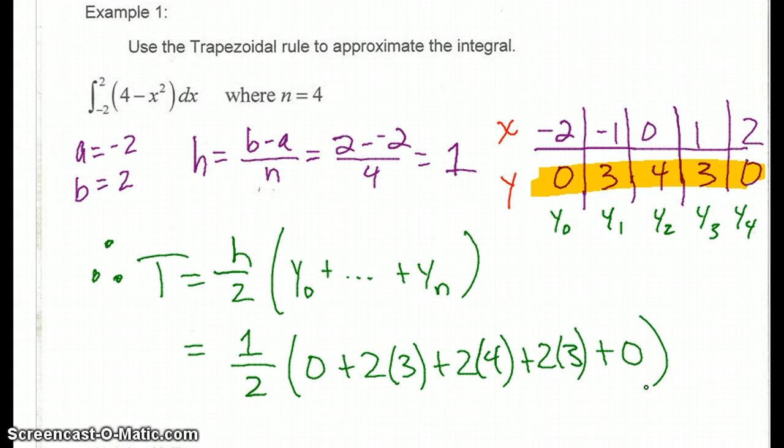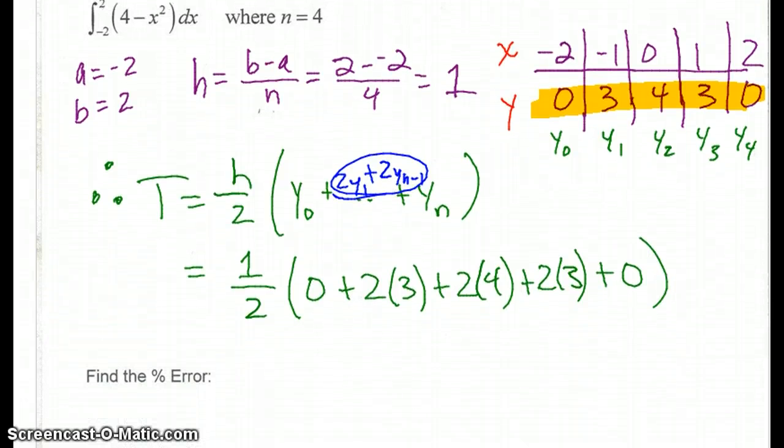Please remember that in between we have 2 times y sub 1, 2 times y sub n minus 1 in between. So anything that's in between, we're going to multiply the values by 2. So when we find the summation to this, we're going to get 1/2 of 20, which is equal to 10.